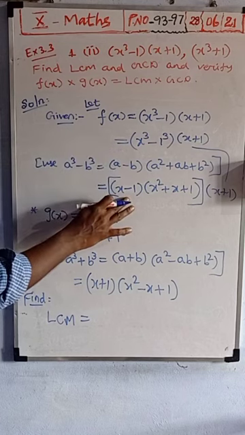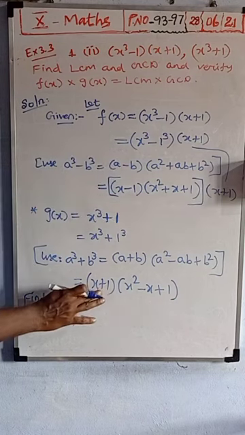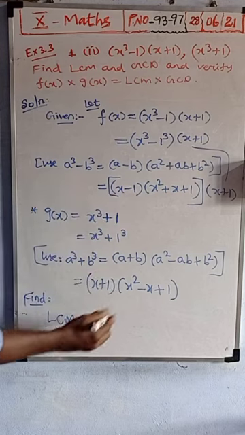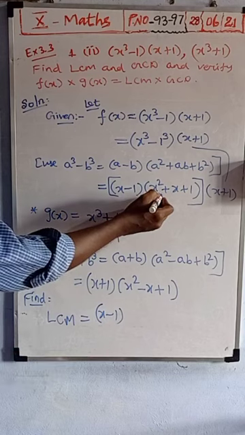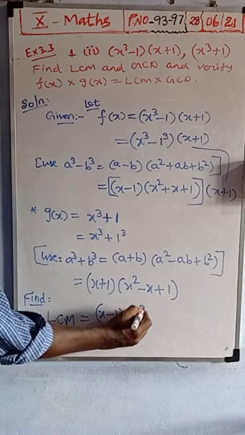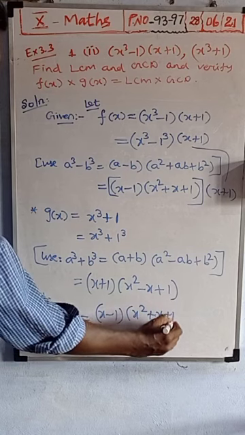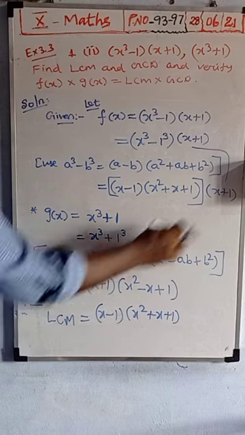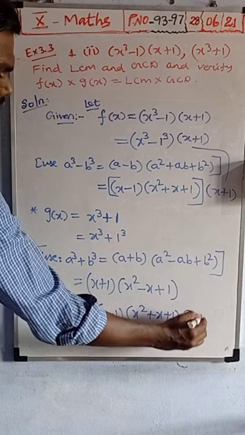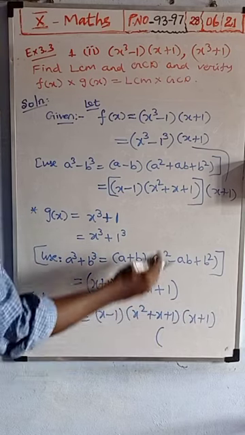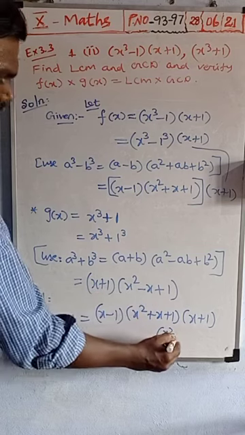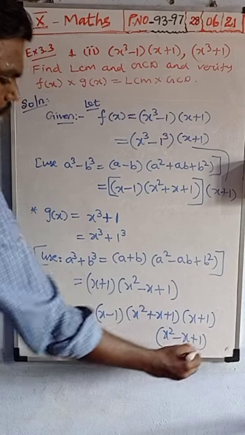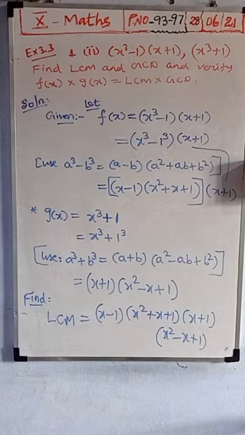So here x minus 1 into x plus 1 is there, and here x plus 1 is there, but x minus 1 is there only one time, so x minus 1 you should write. Next, x square plus x plus 1 is not there, that also you should write. Then x plus 1 appears two times, but you should write it a single time. Here, in the second expression, x square minus x plus 1 is there, that you should write. This is called the LCM.